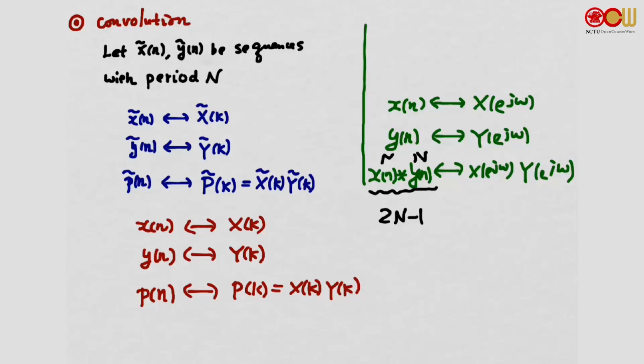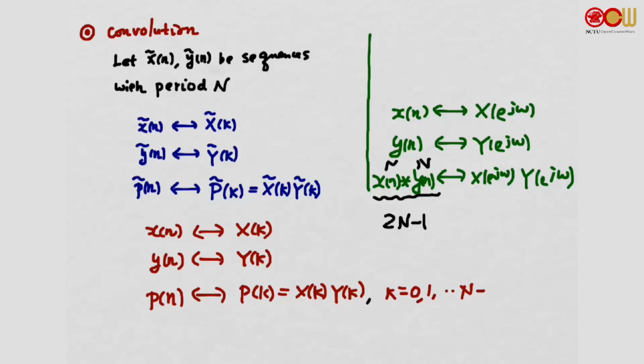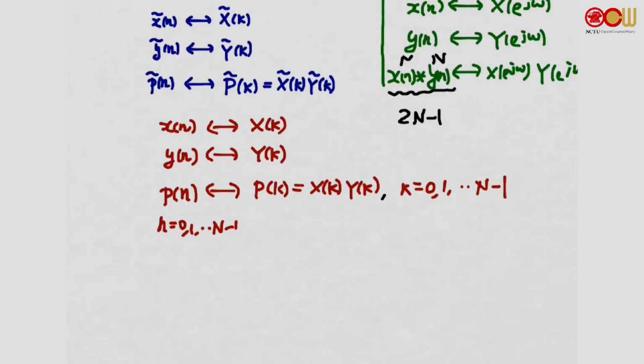And this P[k] is a sequence of length N. And when we perform the IDFT to get p[n], this would be a sequence of length N as well. So the length is not 2N minus 1. So this p[n] is not the convolution of x[n] and y[n]. So what is it? Let's apply IDFT and find out.